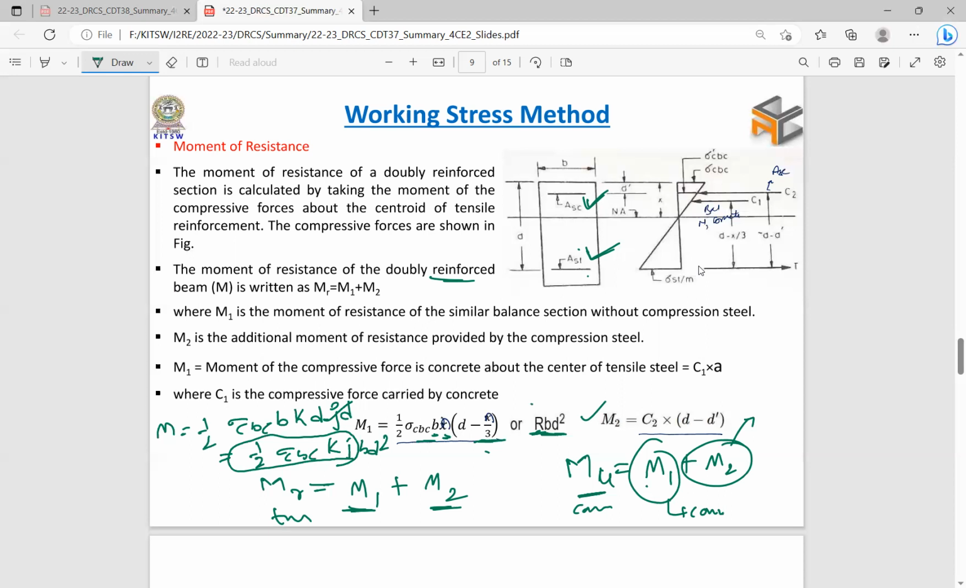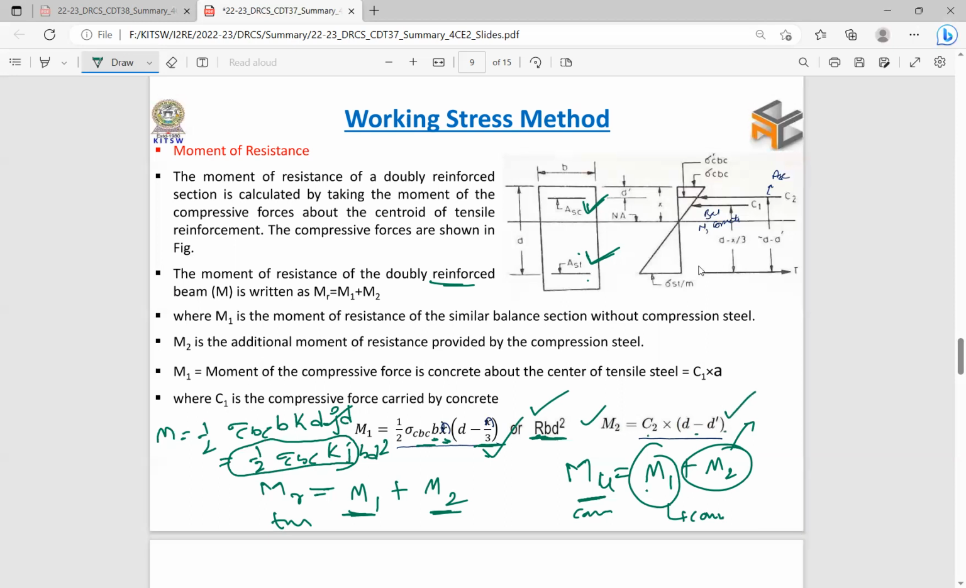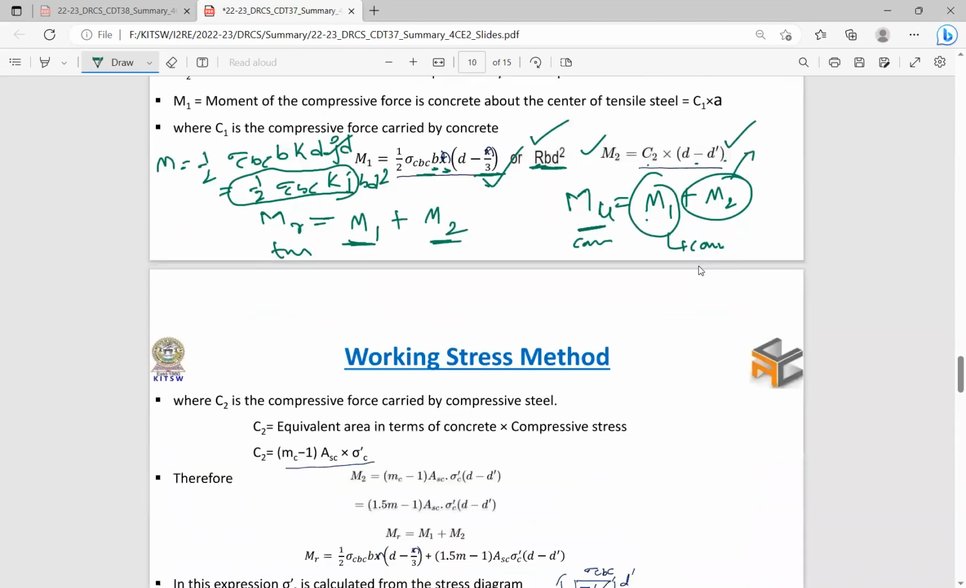So that is for compression concrete, and for steel it is C2. It is located here. So the moment is C2 into d minus d dash, and this is due to compressive steel. What is C2? C2 is equal to mc minus 1 into Ac, the equivalent area of concrete in terms of steel, into sigma c dash. That is the compressive stress. Once C2 comes, you can calculate M2.